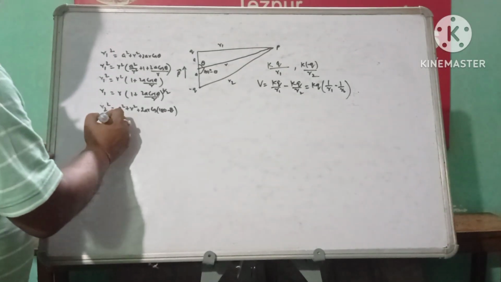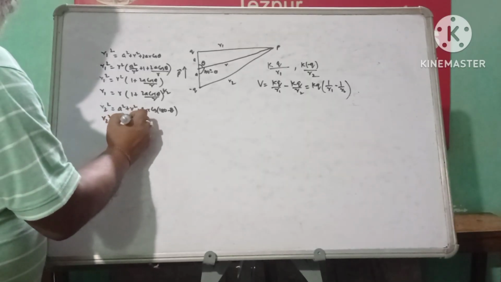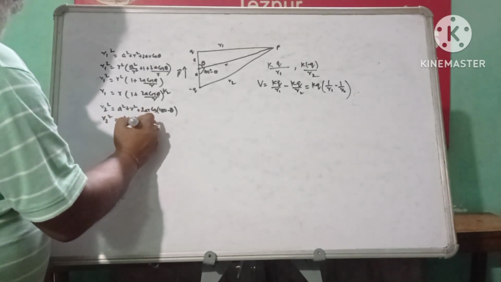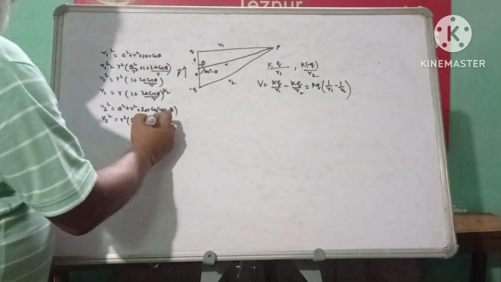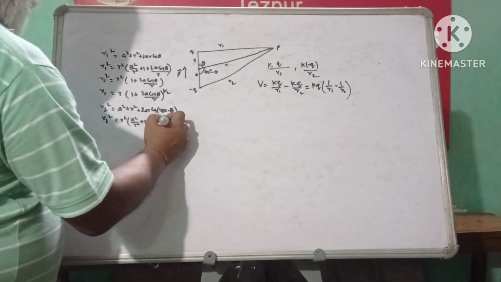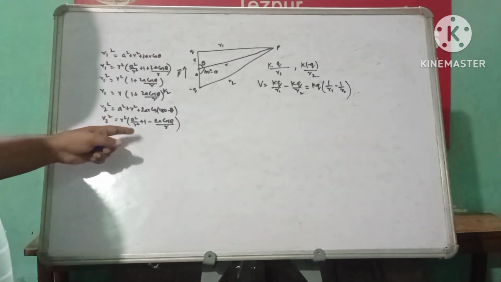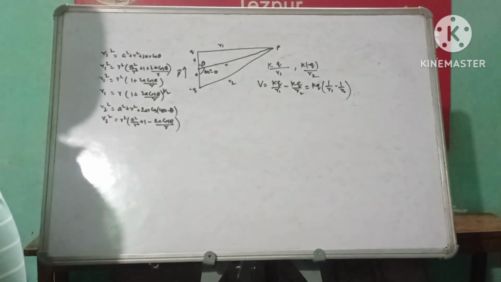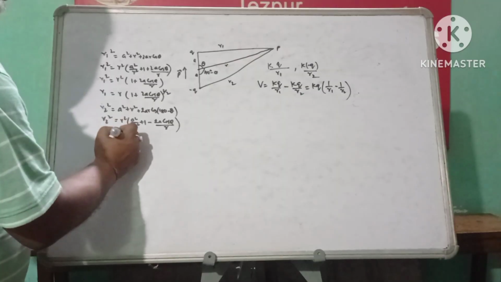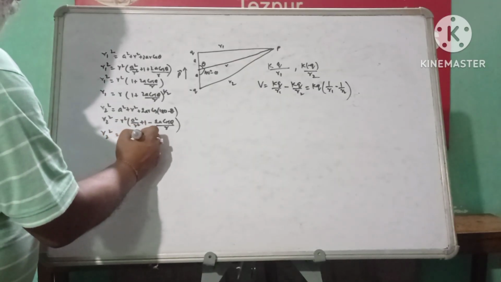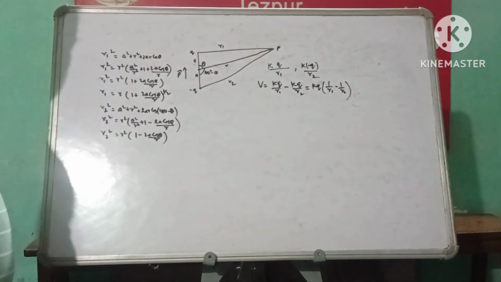So R2 square comes out to be, again taking R square common, R square times (A square by R square plus 1 minus 2A cos theta by R). Because A is very small, as you know about the dipole, we neglect this A square by R square. So your R2 square will be R square times (1 minus 2A cos theta by R).